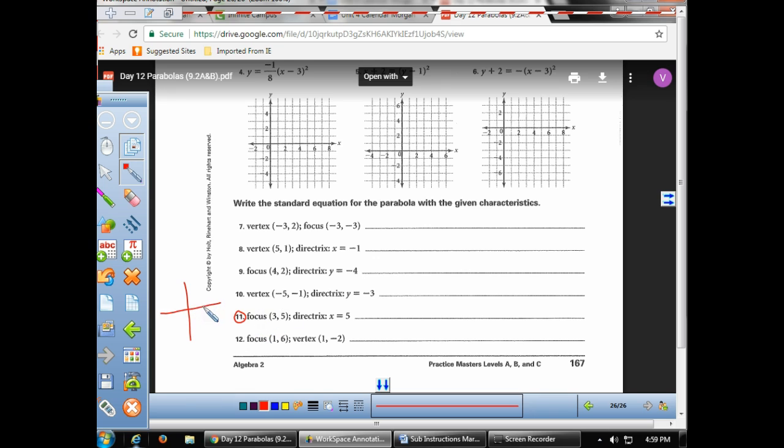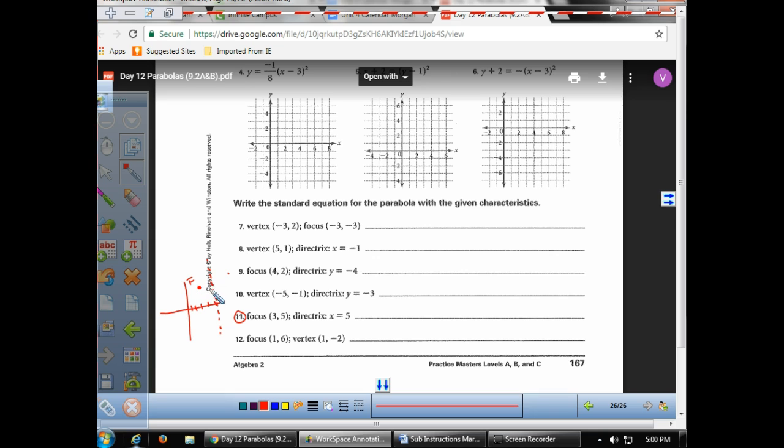So 3, 5, just kind of eyeballing it there. 3, 5. And then my directrix is at x equals 5. So 1, 2, 3, 4, 5. So it's going to be, let me move this over, going right through there, like that. Okay? So you have to be careful. This is your focus. And this is your directrix. And they are going to be 2 apart. So from an x of 3 to an x of 5.